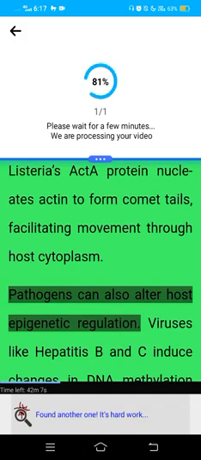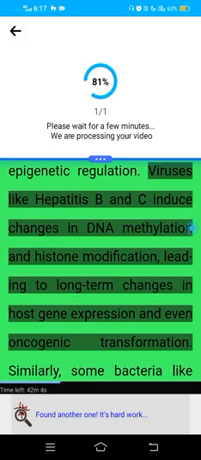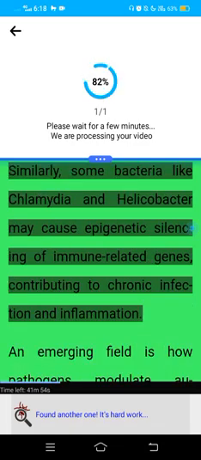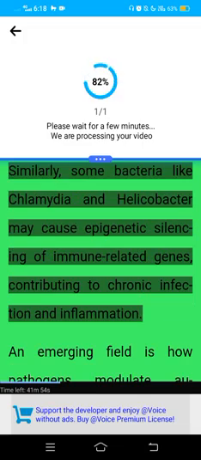Pathogens can also alter host epigenetic regulation. Viruses like hepatitis B and C induce changes in DNA methylation and histone modification, leading to long-term changes in host gene expression and even oncogenic transformation. Similarly, some bacteria like Chlamydia and Helicobacter may cause epigenetic silencing of immune-related genes, contributing to chronic infection and inflammation.